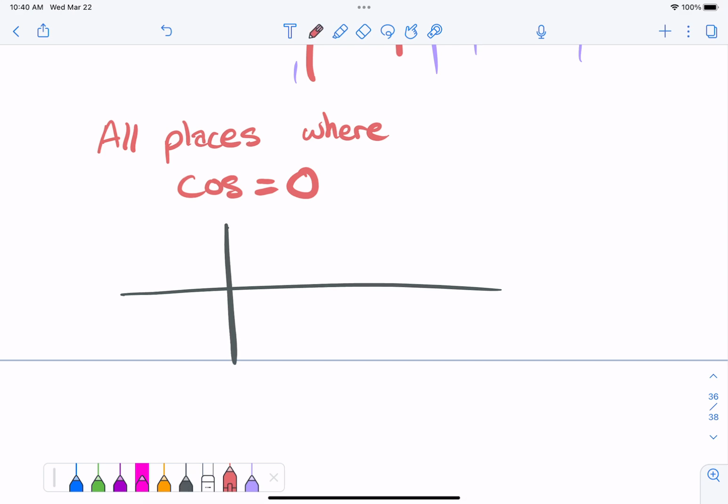All right, the cosine graph starts here and goes down and comes back up. When it says all places, all I'm looking for is, look at the first period, look at one chunk. Where does it touch 0? Pi over 2, okay? And then it touches here at 3 pi over 2, right? Those are the 2 places it touches 0.